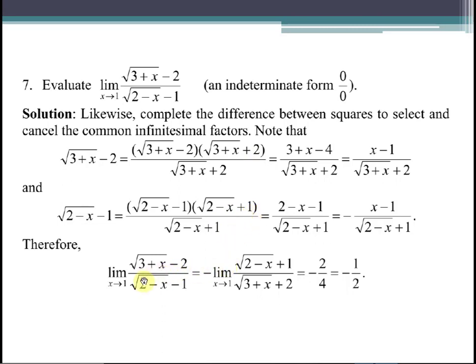So here it equals this one, because after division of these two, the x minus 1 and x minus 1, which we get after simplifying, are cancelled, and we have just, with a minus, the limit as x tends to 1 of square root of 2 minus x plus 1 over square root of 3 plus x plus 2. And then we get the answer. If we put 1 now we have no indeterminate form, and we get the answer minus 2 over 4, or minus 1 over 2.